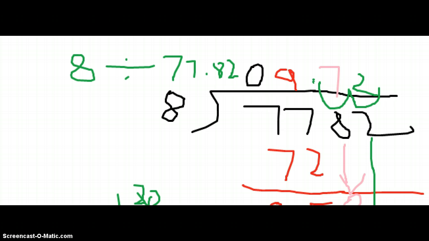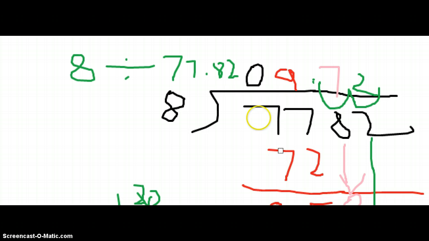Oh, there's another way you could do that. You could just get 8 and 77 and go to the nearest number. You can see 77.82, right? You've got 7 and 8. You divide 8 by 7 and you get the answer, something that's going to be about 1, right?